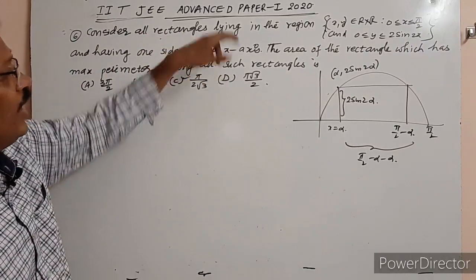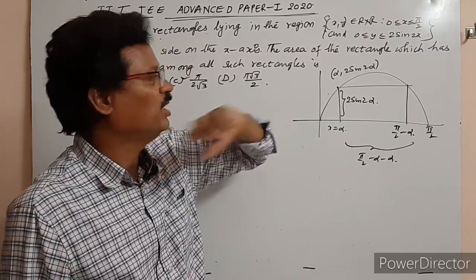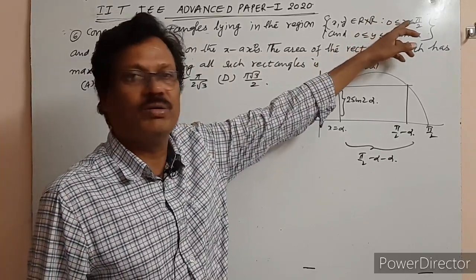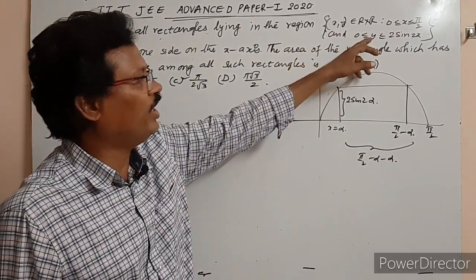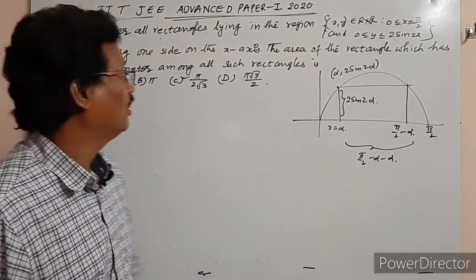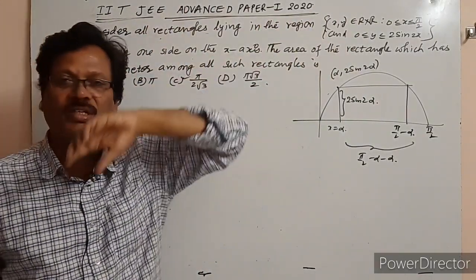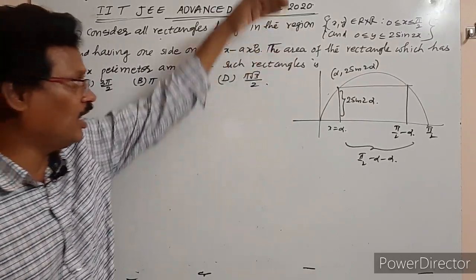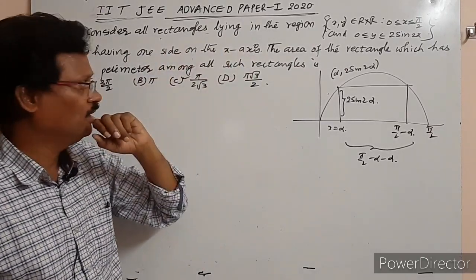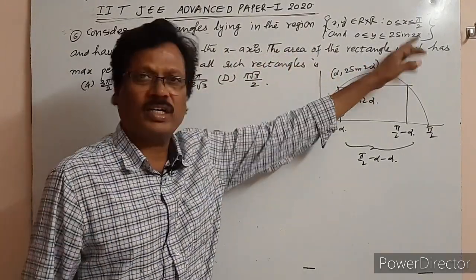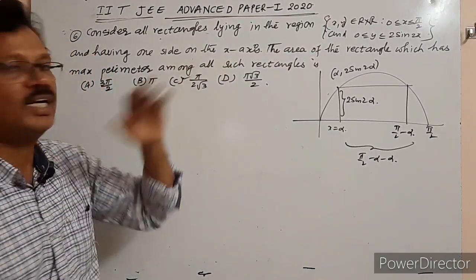All rectangles lying in the region (x, y) belonging to R cross R such that 0 is less than or equal to x less than or equal to pi by 2, and 0 less than or equal to y less than or equal to 2 sine 2x. What are they telling? Consider all rectangles lying in this region, and having one side on the x-axis. The area of the rectangle which has maximum perimeter among all such rectangles.